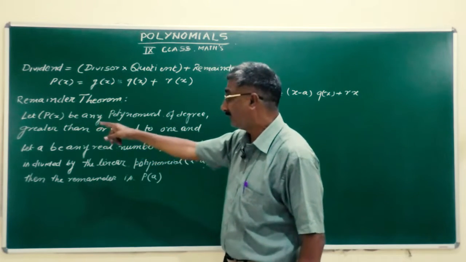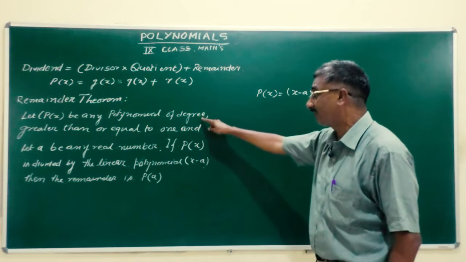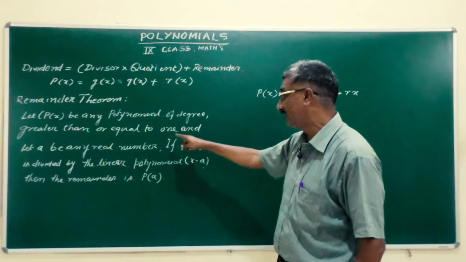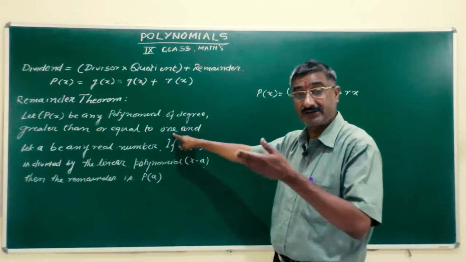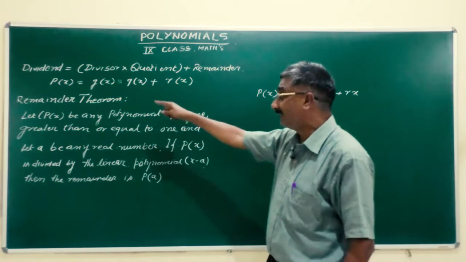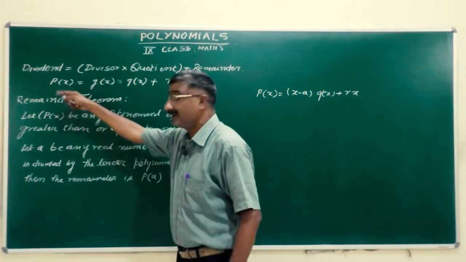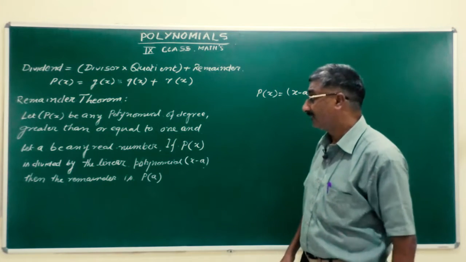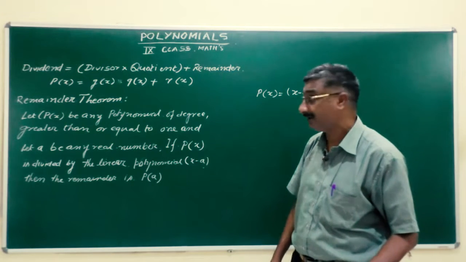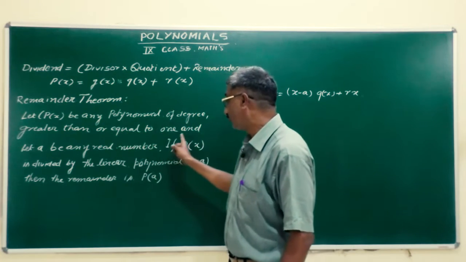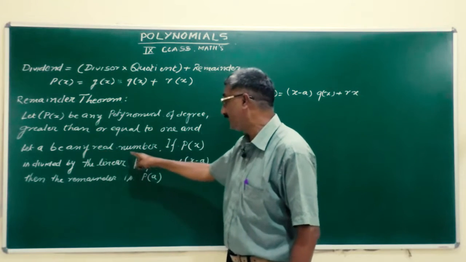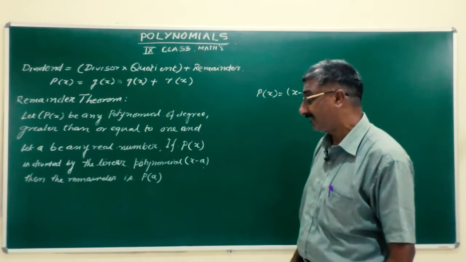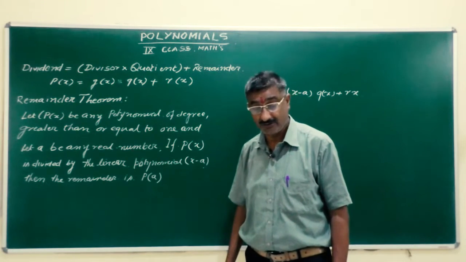Remainder theorem. What is remainder theorem? Let p(x) be any polynomial of degree greater than or equal to 1. If it is a 2 degree polynomial, it will be divided by something of equal or lesser degree, like x. It will not be divided by x cube. Clear? Let a be any real number. If p(x) is divided by the linear polynomial x minus a, then the remainder is p(a).